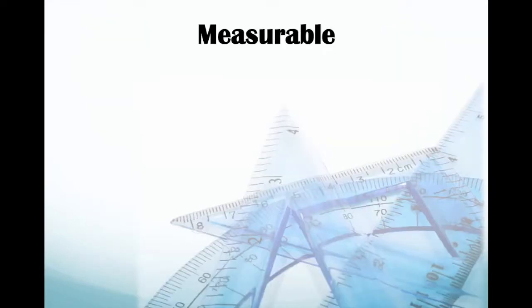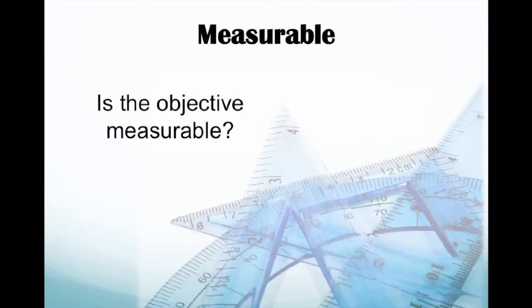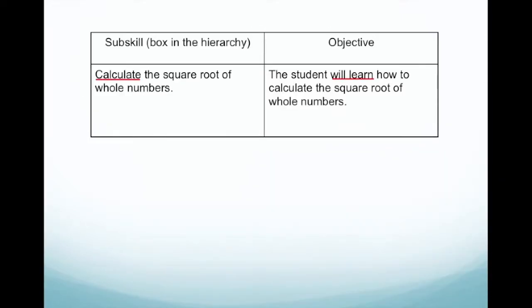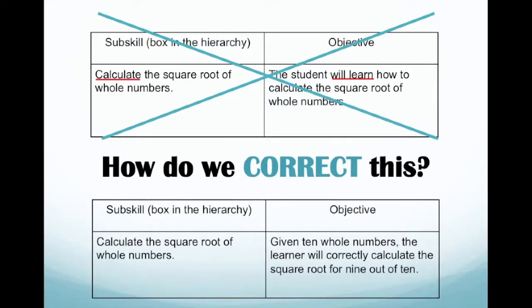Next, we need to make sure they're measurable. Let's take a look. All right, we have the words calculate and will learn. Will learn does not seem very measurable. Can I see somebody learning? That's pretty hard. I can't see what they're doing. Let's see how we can fix that. Okay, calculate. Look, we actually can use the verb we already have in our subskill. It helps you make an easy objective.